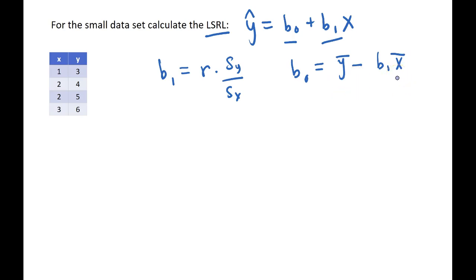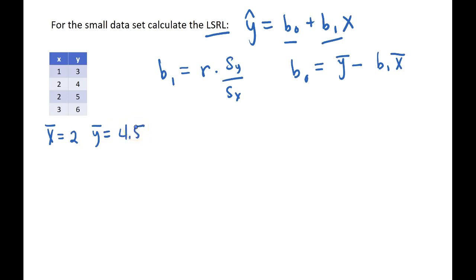So we can calculate x bar and y bar by simply taking the averages of the x's and then the averages of the y's. So this can be done by simply adding them up and dividing by the total number of them. So x bar is equal to 2. We find that y bar is equal to 4.5.